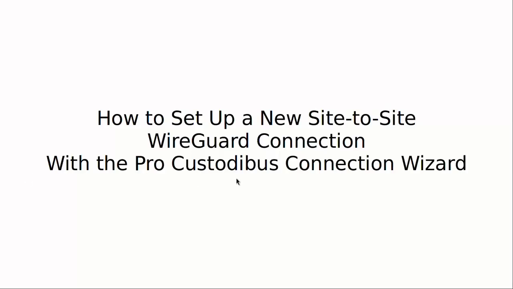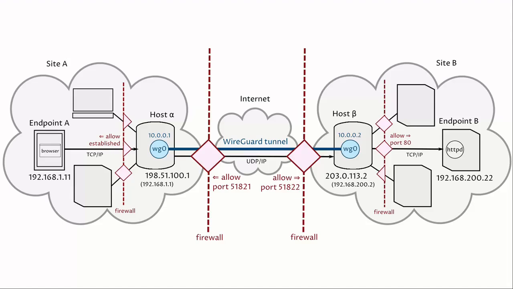Okay, today I want to show you how to set up a new site-to-site connection using the Pro Custodibus connection wizard. So first of all, what is a site-to-site connection? Well, it's where we set up one host in one site, like host A in site A, with a WireGuard connection to connect to one host in site B, like host B in site B here.